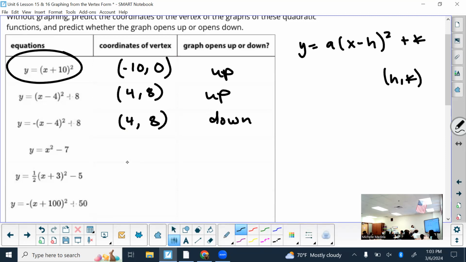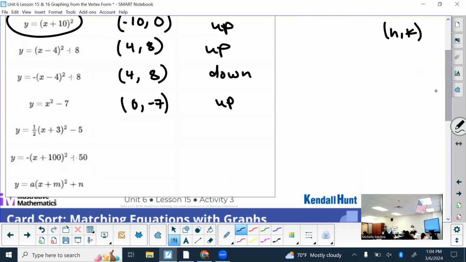Table 5, what's my vertex of this one? Close. 0, -7. So this time there's nothing in parentheses with the X, that means there's no H, or the H is 0, because we wouldn't write X minus 0, it's just X. There's that, K is -7. Table 6, does this open up or down? It opens up, because the X squared is positive, the A is positive.